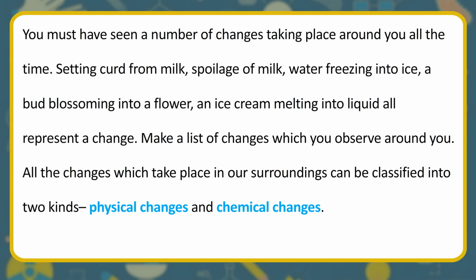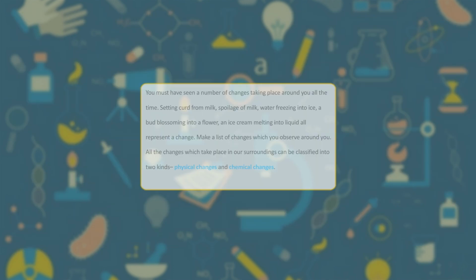Crystallization. You must have seen a number of changes taking place around you all the time. Setting curd from milk, spoilage of milk, water freezing into ice, a bud blossoming into a flower, an ice cream melting into liquid all represent a change. Make a list of changes which you observe around you. All the changes which take place in our surroundings can be classified into two kinds: physical changes and chemical changes.